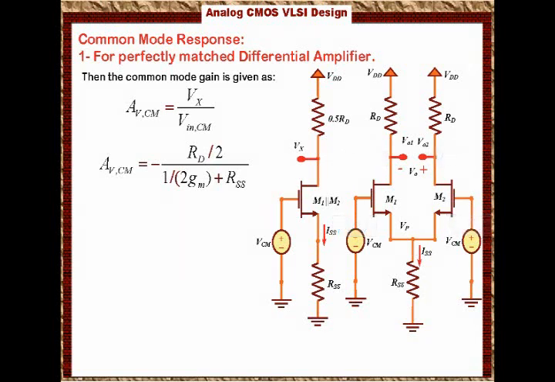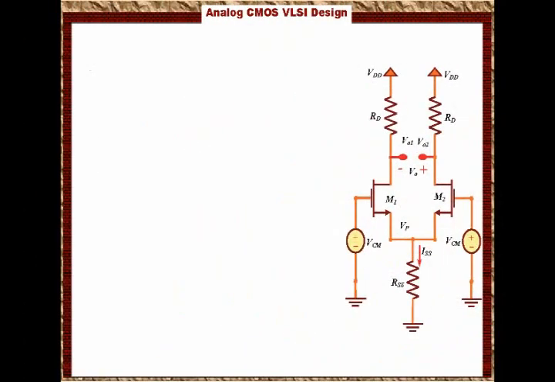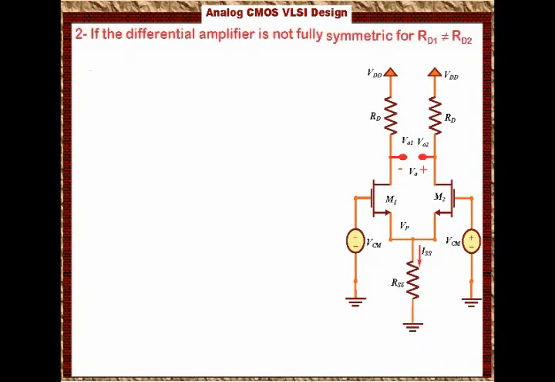Now, another condition that we are interested in is what happens if the differential amplifier is not fully symmetric. For example, the first case, if RD1 doesn't equal RD2. When we fabricate these circuits, we will have deviations from the desired values. So it's not going to be, for example, exactly 1 megaohm resistance, it will deviate by some percent, right? So that's something we have to live with. So now what happens if RD1 doesn't equal RD2? That happens due to the tolerance of the fabrication process, for example.